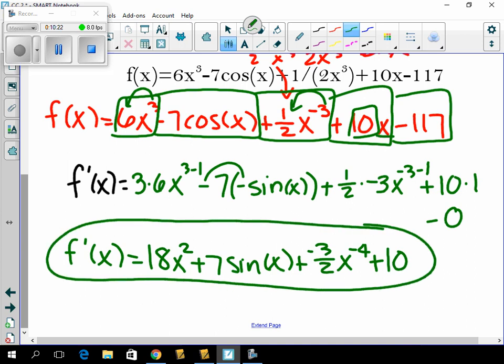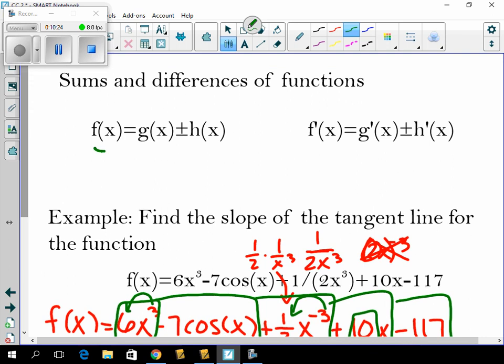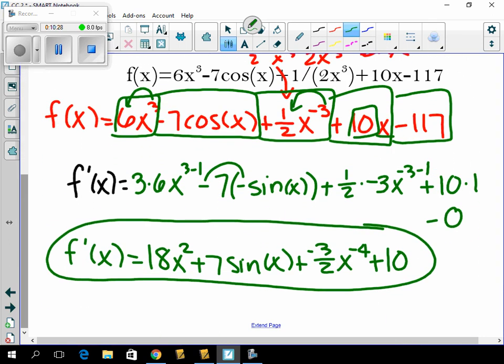When I have functions being added together or subtracted, I can just split them up in order to find their derivatives. So this has been the lesson on the power rule and other basic derivatives.